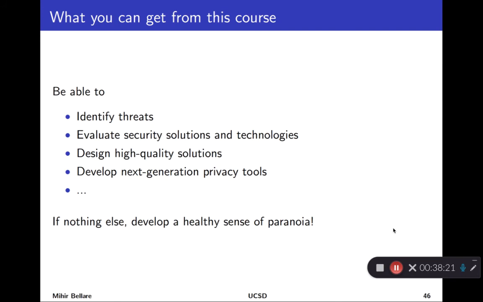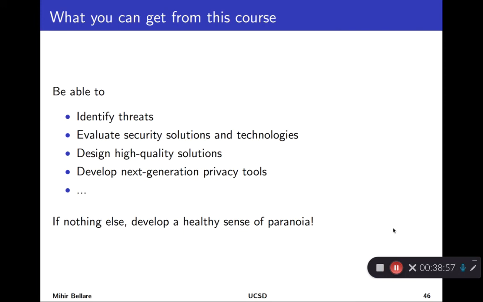So what it would be worthwhile for you to get out of a class like this, at the very least, is the ability to think in terms of security. Sometimes that's called a security mindset. It means that you can look at situations, software, and usage and applications in a different way in which you identify threats. You can look at solutions and evaluate their security merits. You can design your own security solutions and you can develop tools that people can use.